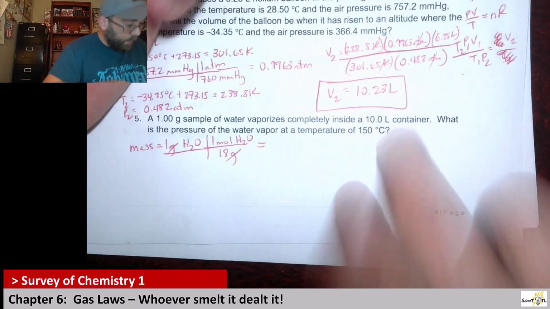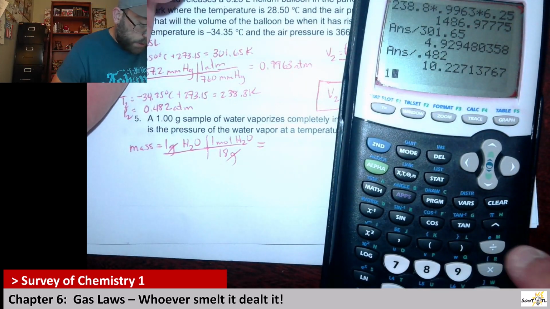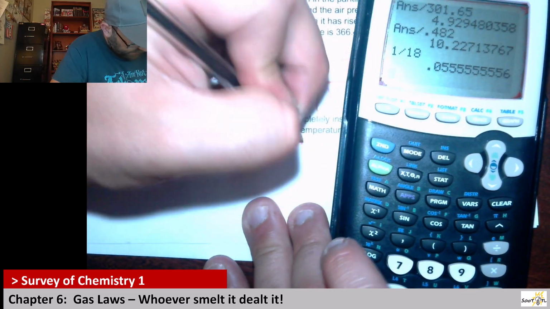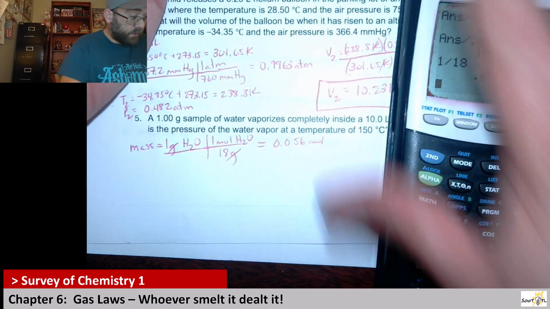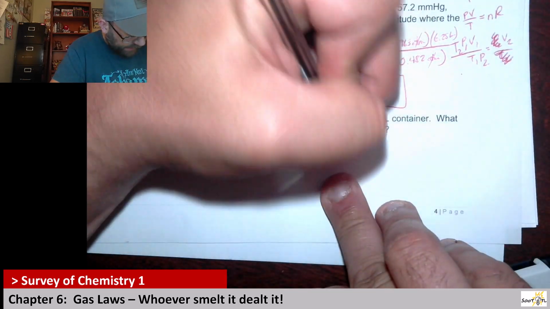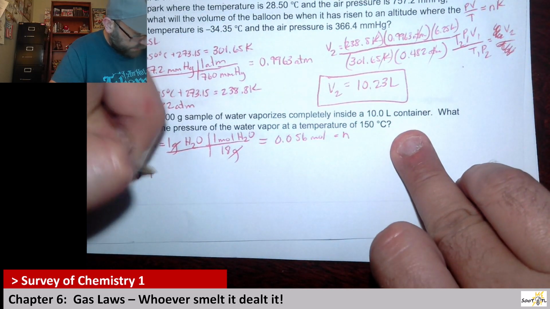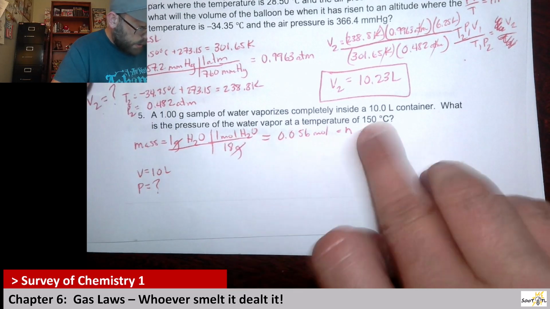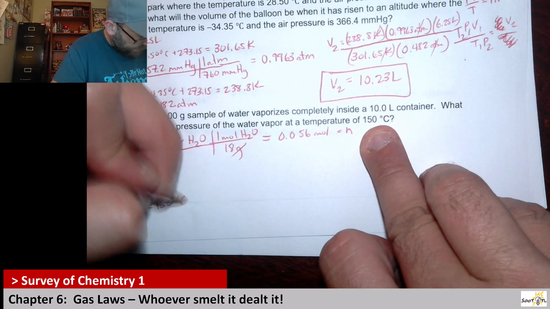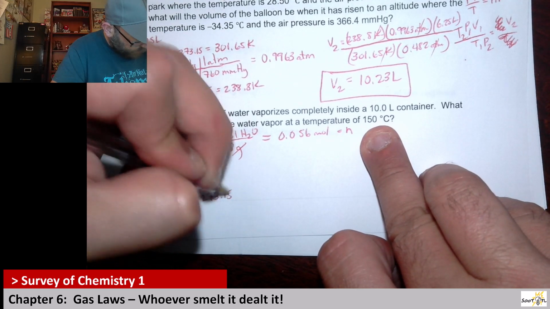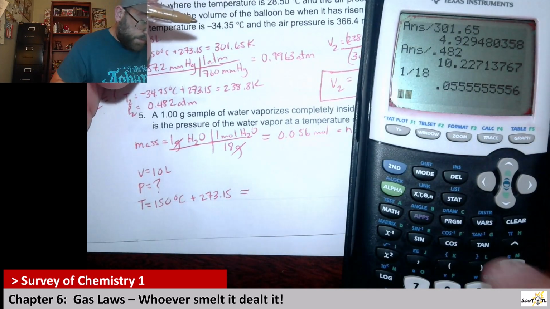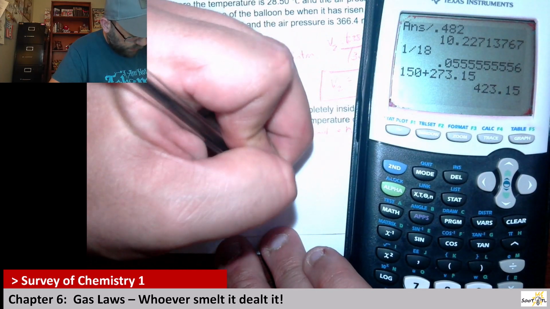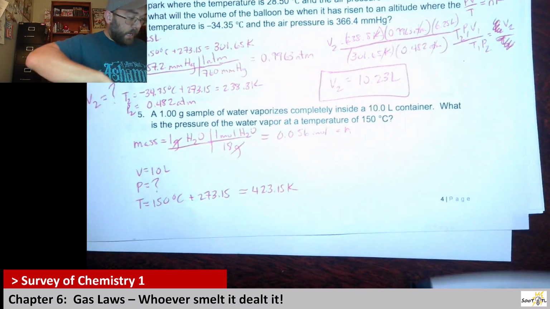So how many moles do I have? What's 1 divided by 18? I don't know right off the top of my head, so calculator it is. I have 0.056 moles of water, rounded. So I have an n value, and I have a V of 10 liters. I don't know the pressure, but I know the temperature is 150 degrees C, which needs to be converted to Kelvin because we keep doing that. So 150 plus 273.15 gives me 423.15 Kelvin.